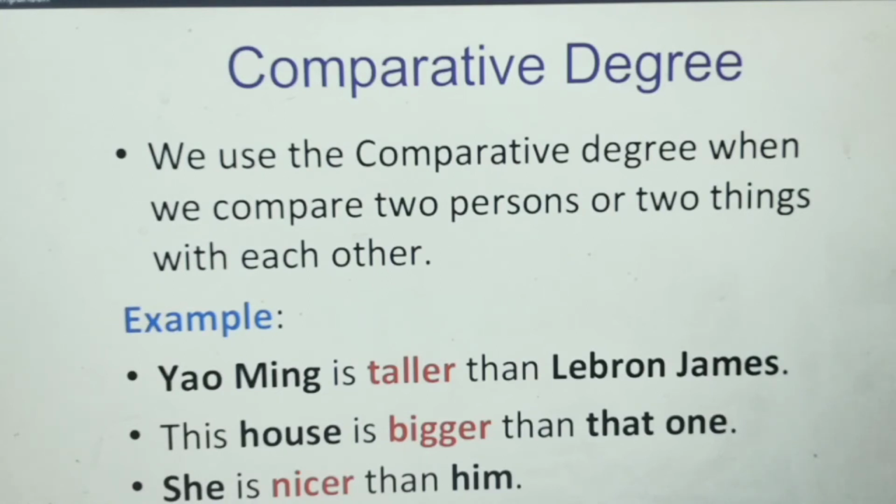Comparative degree. We use the comparative degree when we compare two persons or things with each other. Yao Ming is taller than LeBron James. This house is bigger than that one. She is nicer than him.